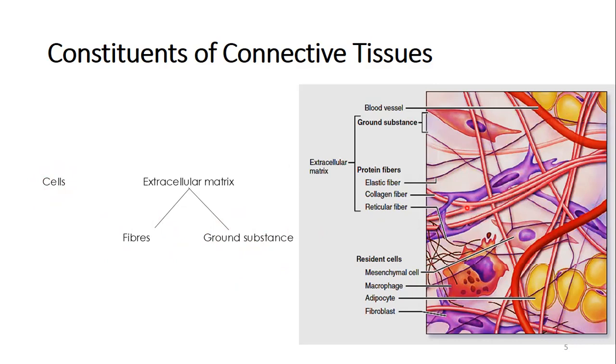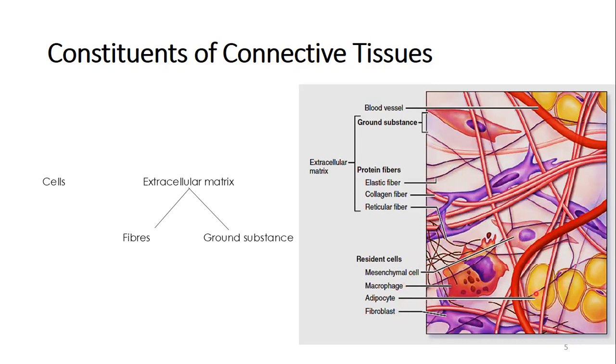This is collagen, the largest fibers of connective tissue. Then the minute ones are elastic and reticular. So elastic are intermediate in terms of size. They are larger than reticular. So reticular are the smallest ones we have.